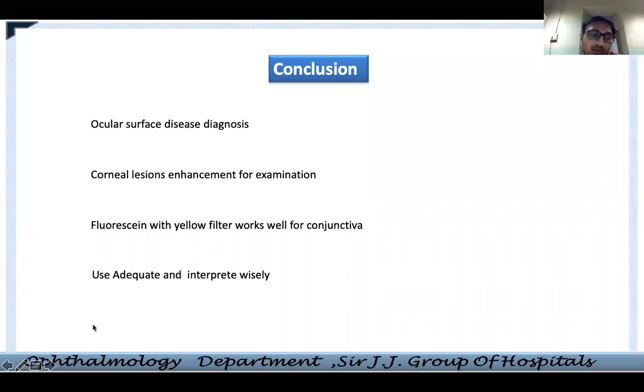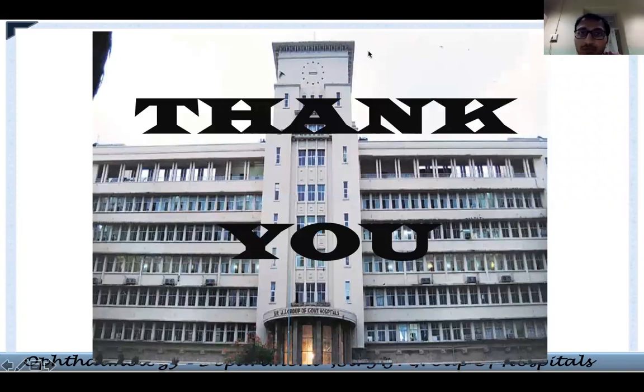And a very important thing: use adequately, not in excess and not too little, and interpret wisely, which is the most important take home point whenever using corneal stains. I thank you all for your patient listening.